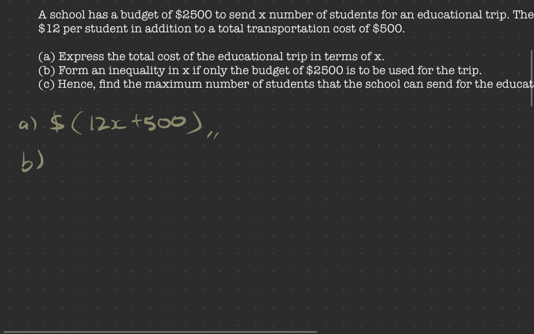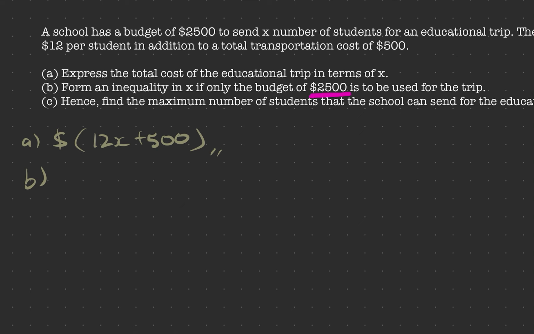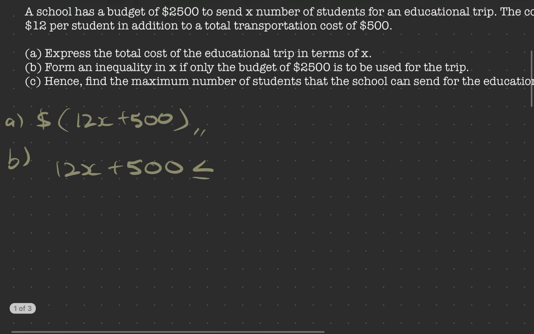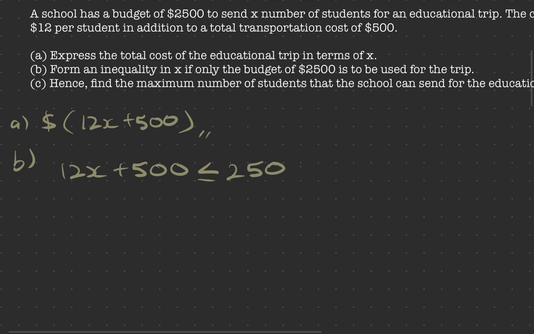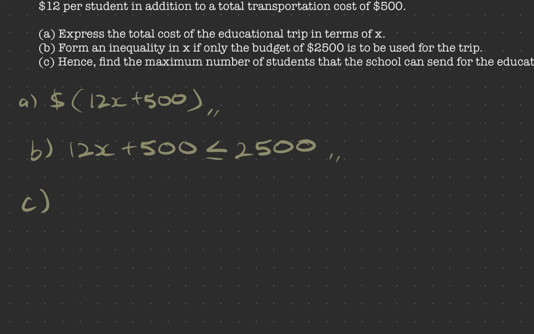Okay, we know we have to spend this amount, but we know that we cannot exceed 2,500 because that's the school's budget. So we know that 12x plus 500 has to be less than or equal to 2,500. And that will be my part B answer. That will be my inequality. This is my inequality. Now let's move on to part C.